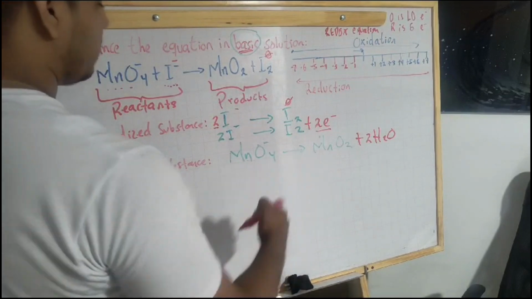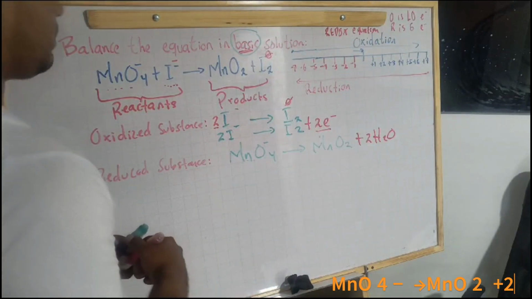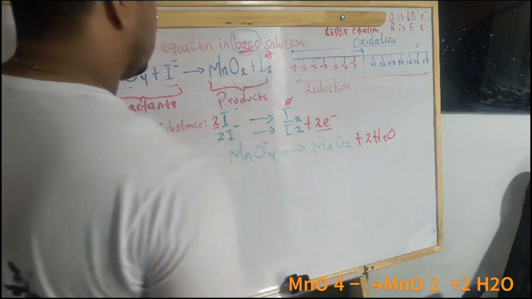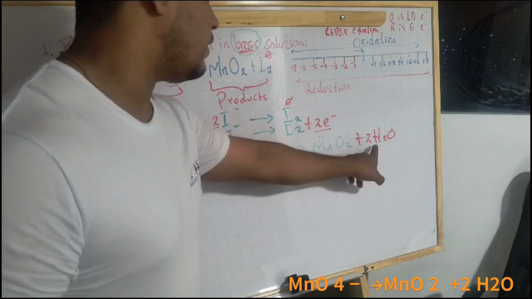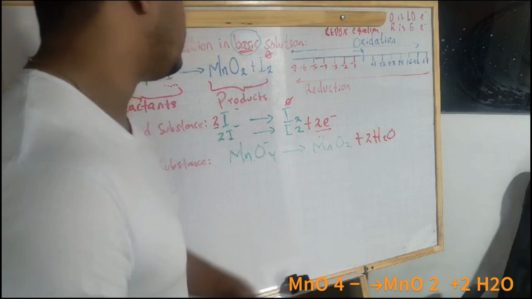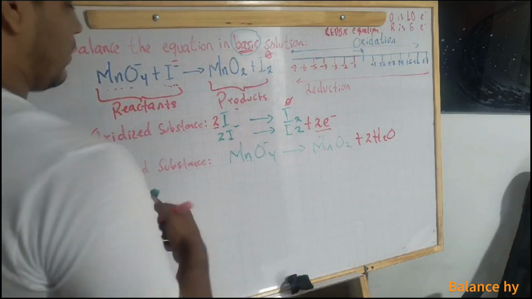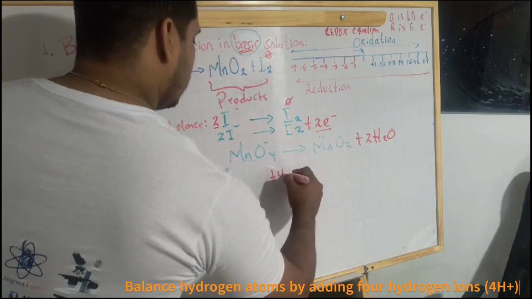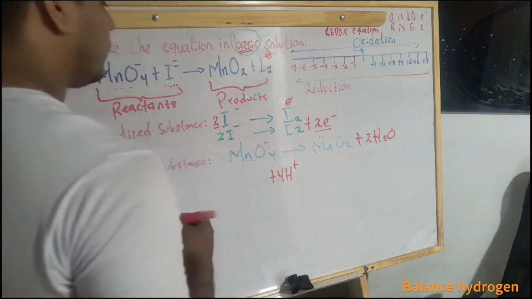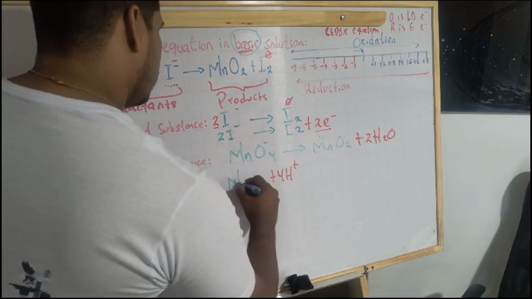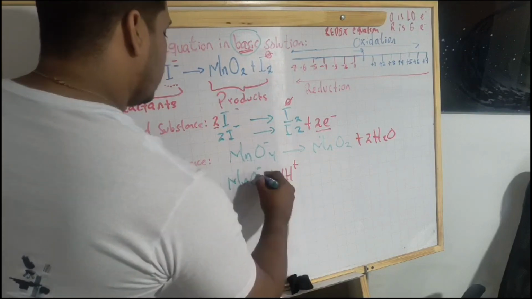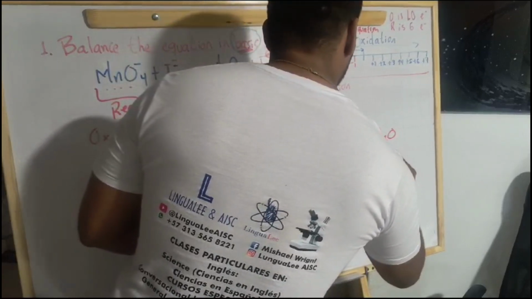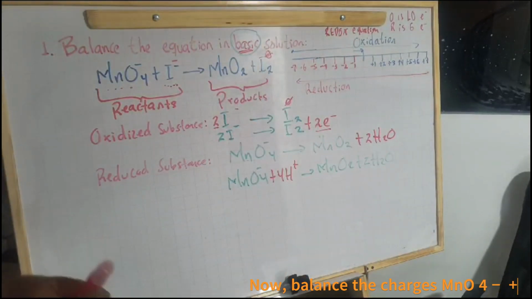At the same time, I would have to write hydrogens, because here I have 2 hydrogens per water, so in total I will have 2 times 2, 4 hydrogens in total. So I will have to add 4 hydrogen ions in this case. So at the end, I will have these expressions, guys: 4 hydrogen ions and 2 water molecules.